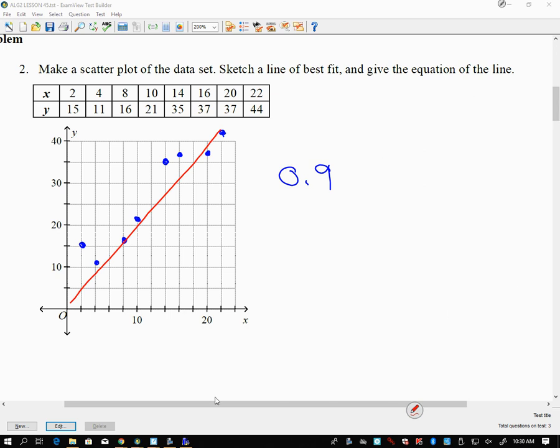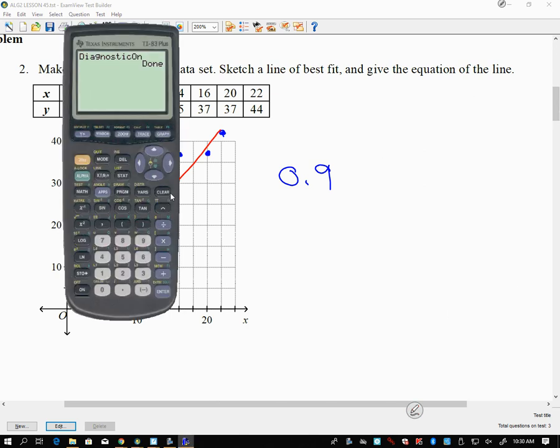Let's pull out our graphing calculators, and we're going to hit stat. Okay, do we see that? See stat in our graphing calculator?